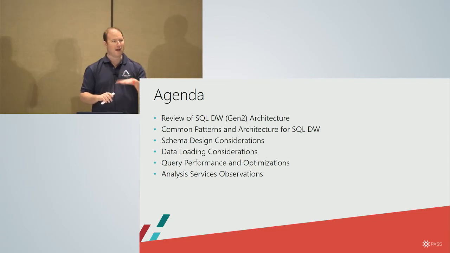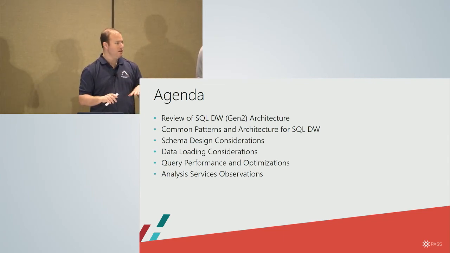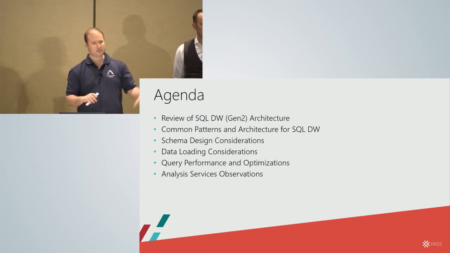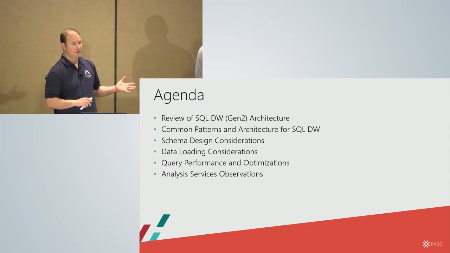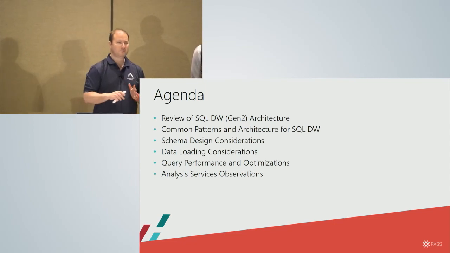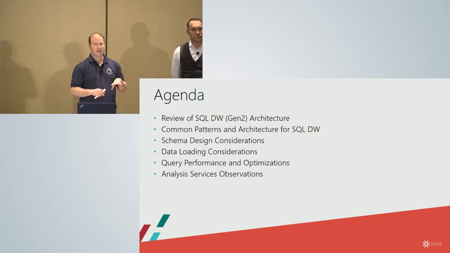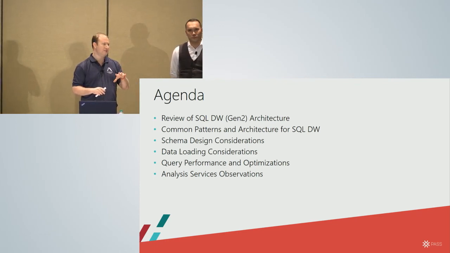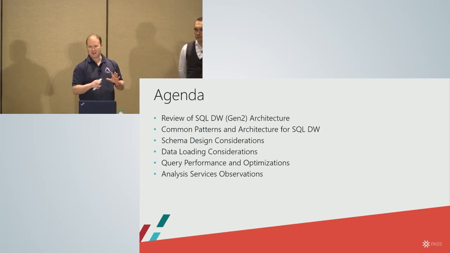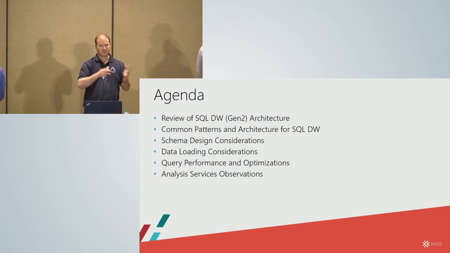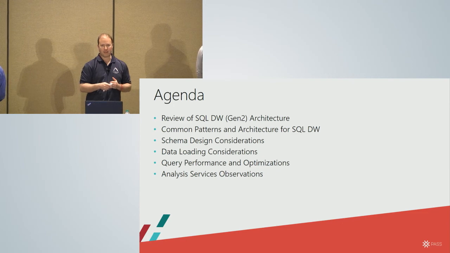We'll talk about some common patterns and architectures for SQL DW. In essence, reference architectures for a number of the customers that we've worked with. Then we'll talk about some schema design considerations, data loading considerations, query performance and optimization. And then we're going to talk about analysis services observations. This is in particular in the context of pulling data from SQL DW to analysis services. So it's not deep on analysis services per se, but just in terms of optimizations around that.